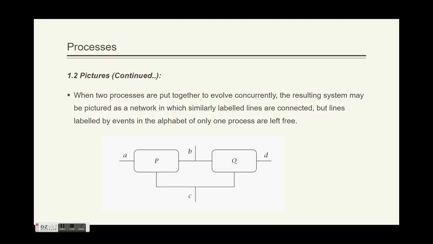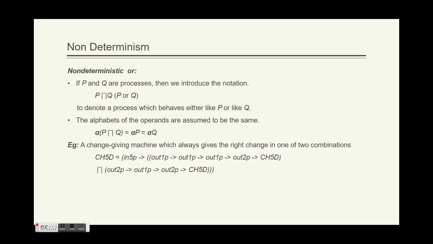So when two processes are put together to evolve concurrently, the resulting system may be pictured as a network in which similarly labeled lines are connected, but lines labeled by events in the alphabet of only one process are left free. Which means that the common lines B and C are connected as shown in the figure below, and the lines which are individual to each process, A and D, are left free.